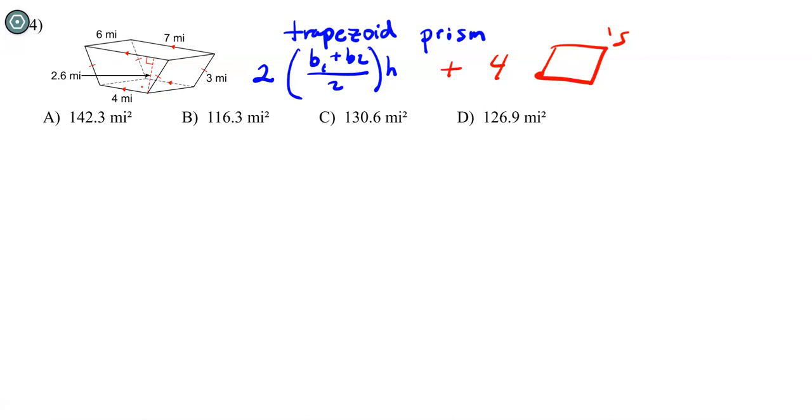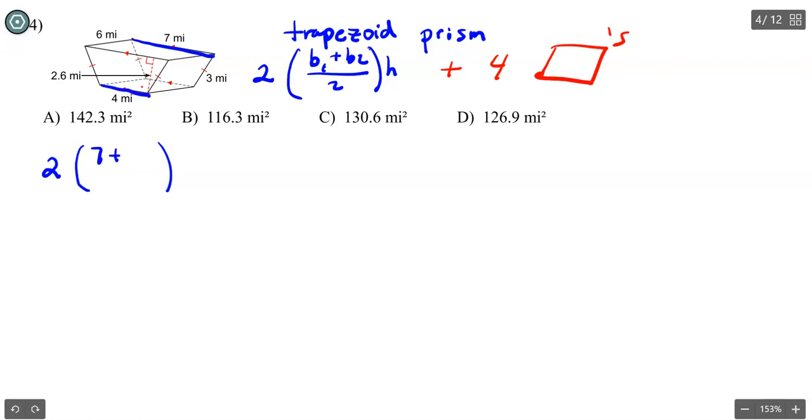So looking at the trapezoid, I'm going to have 2, and the bigger base, the top, is 7, and then the smaller base of the trapezoid is the 4, and then we're going to chop that in half, and then multiply it by the height, and the height is always denoted by that little 90-degree angle. So the height is 2.6. So that knocks out the trapezoid part. Now let's go back in here and deal with all of these different rectangles.